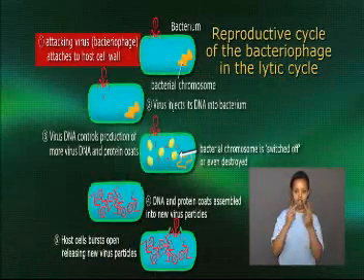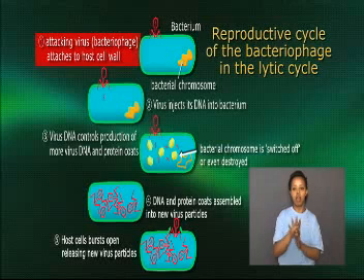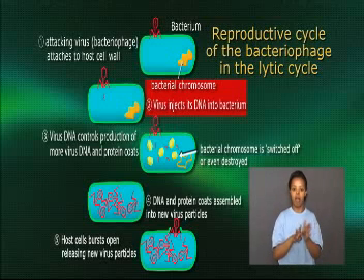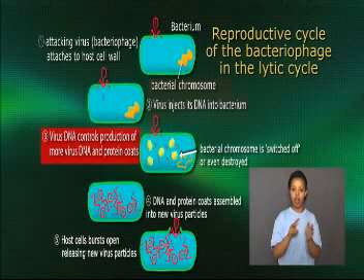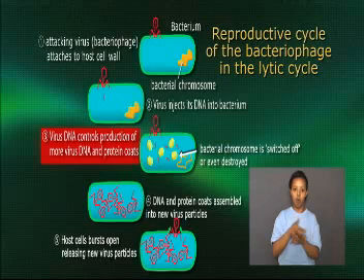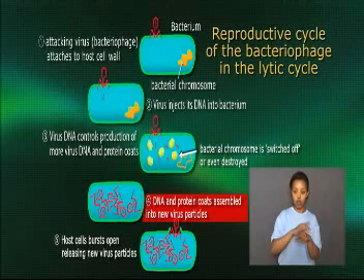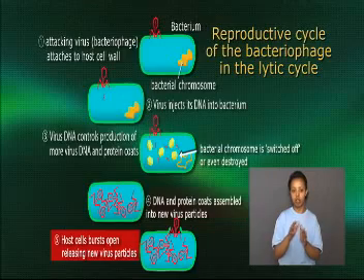The attacking bacteriophage, or virus, attaches itself to the host cell wall. The virus DNA is injected into the bacterium. Once in the bacterium, the viral DNA controls the production and multiplication of other virus DNA and protein coats. The DNA and protein coats assemble into new phage particles which burst the host cell.